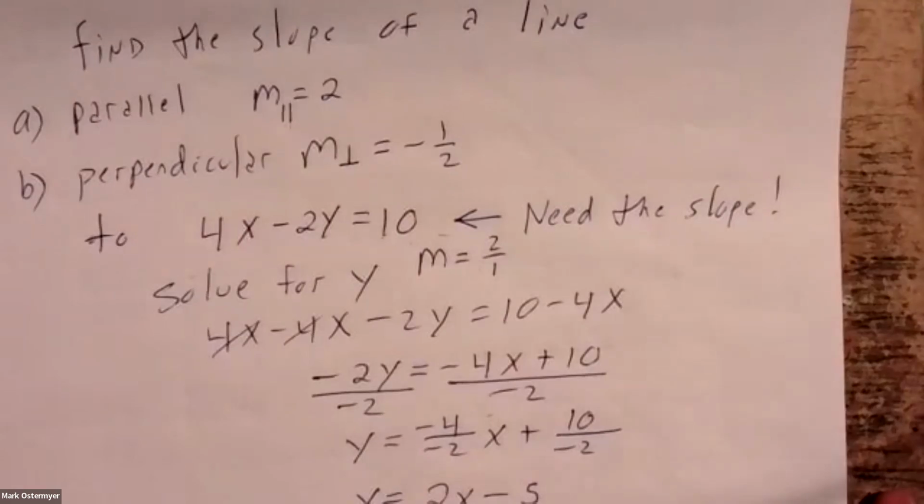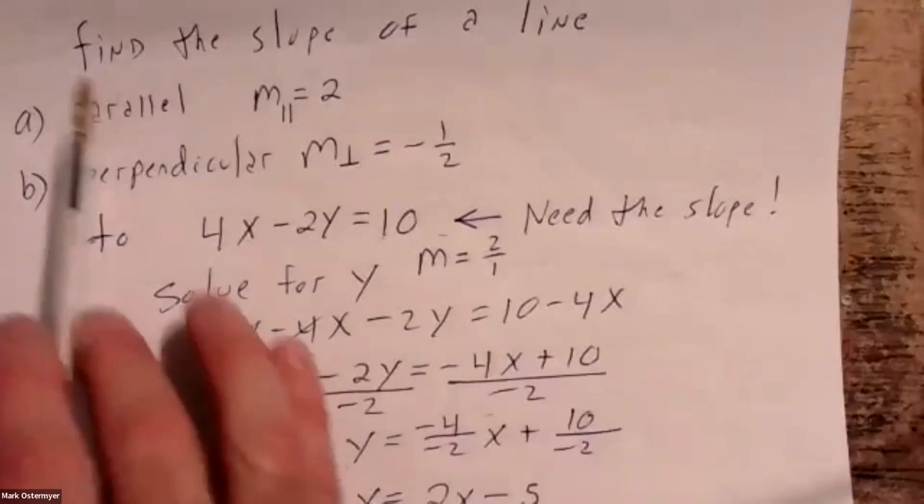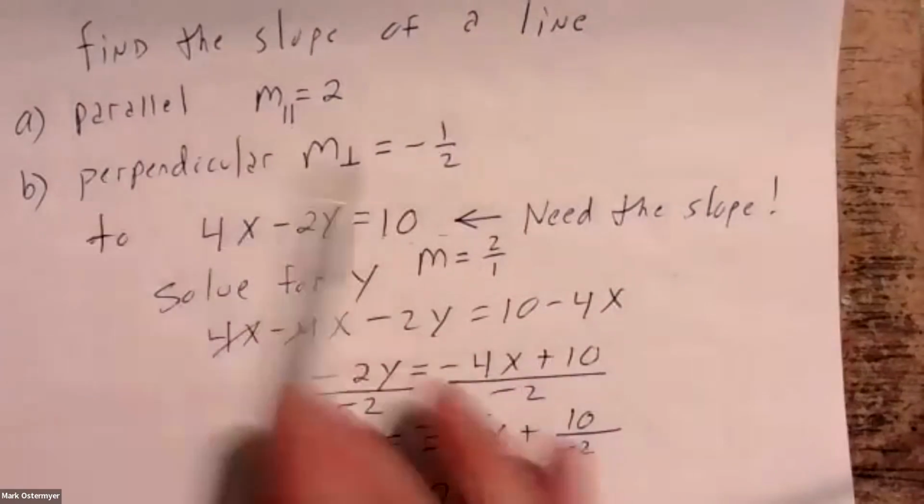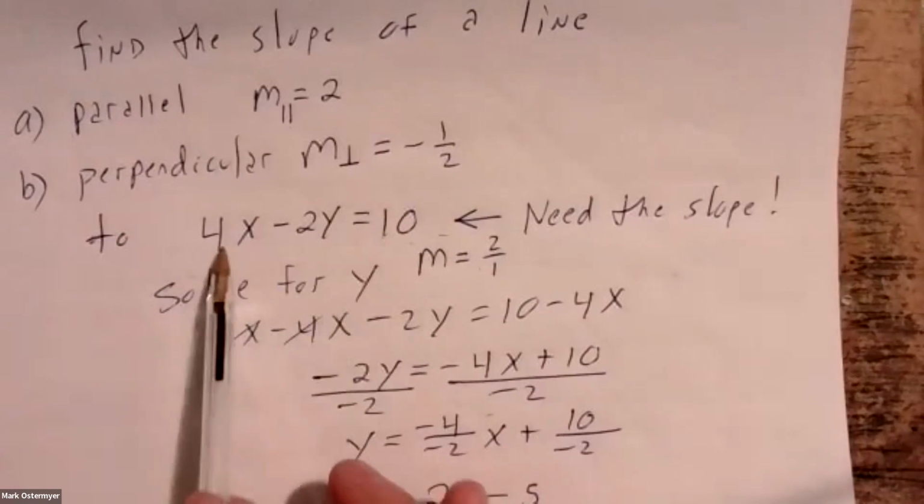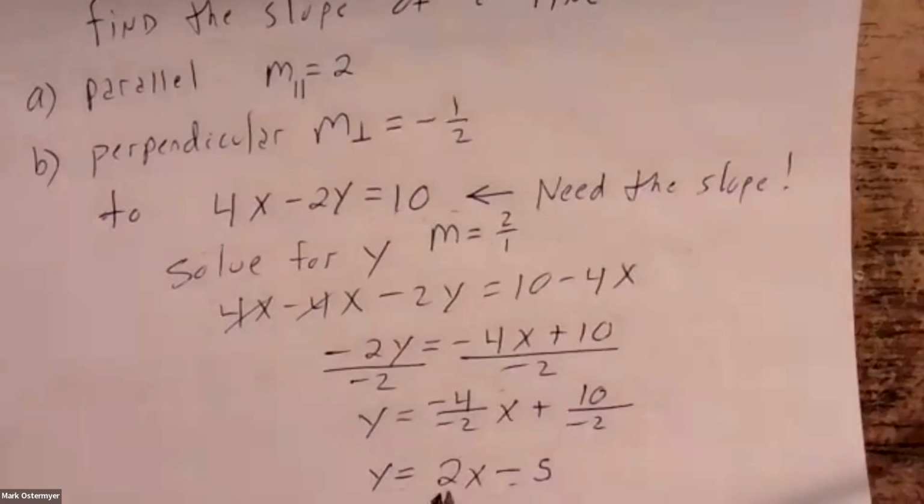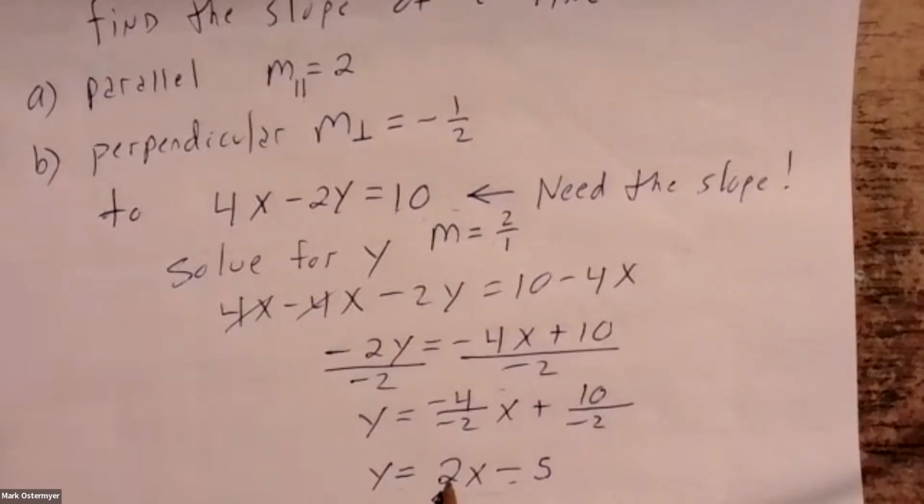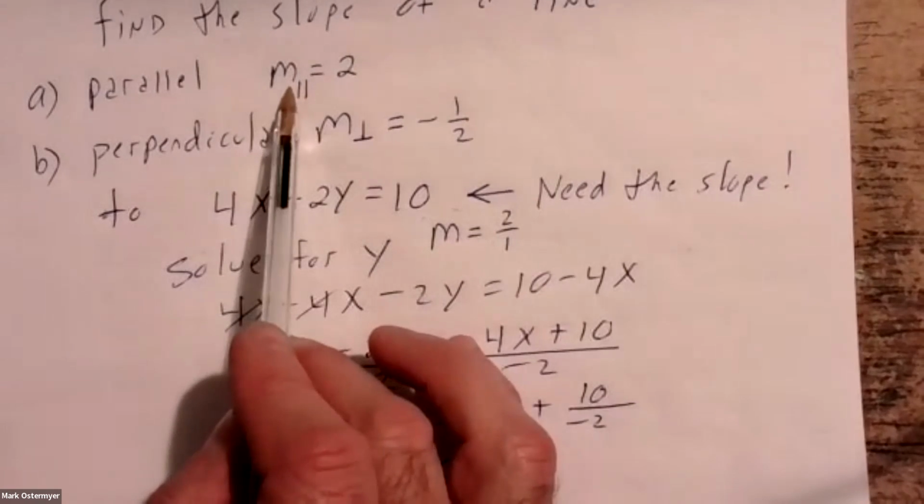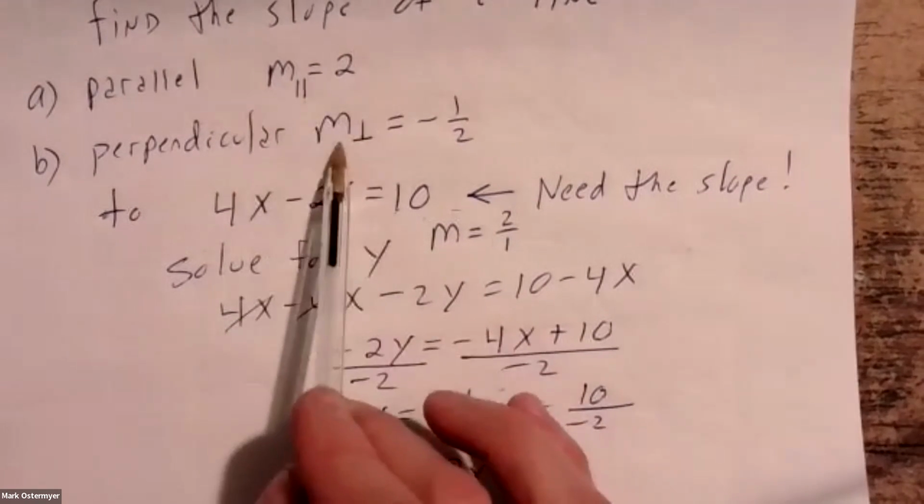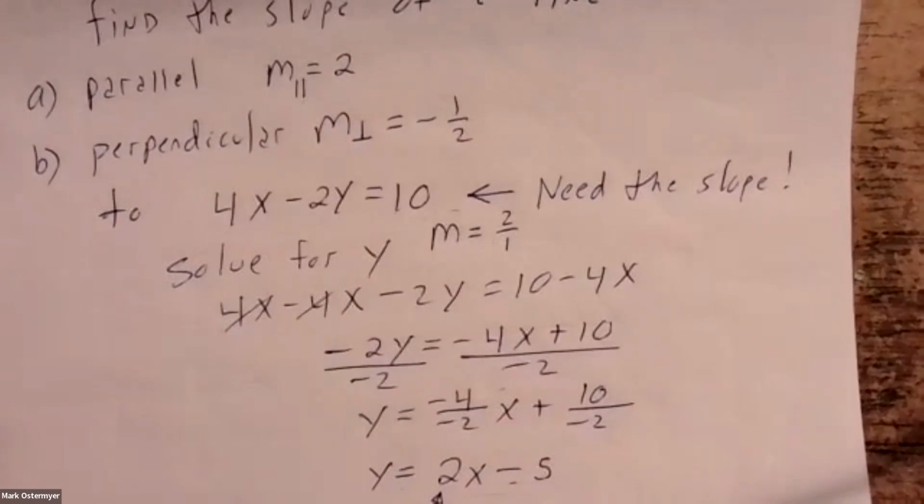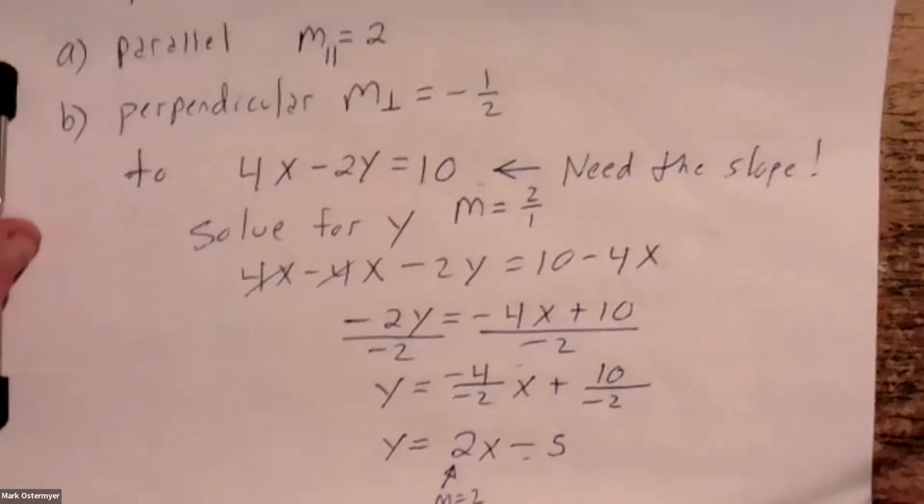Everybody understand how we answered that question? So to find the slope of a line that's parallel and perpendicular to this linear equation, first we wrote this in slope-intercept form, determined its slope, and then we were able to answer the question. What must our slope be if we're parallel, and what must our slope be if we're perpendicular? All right, is this making any sense so far?